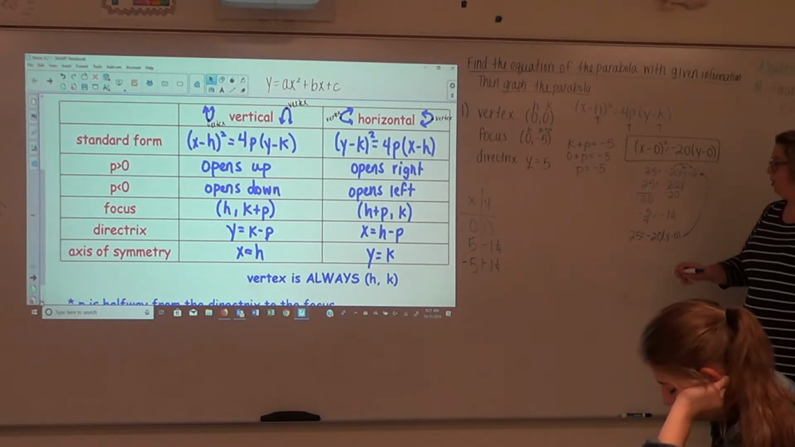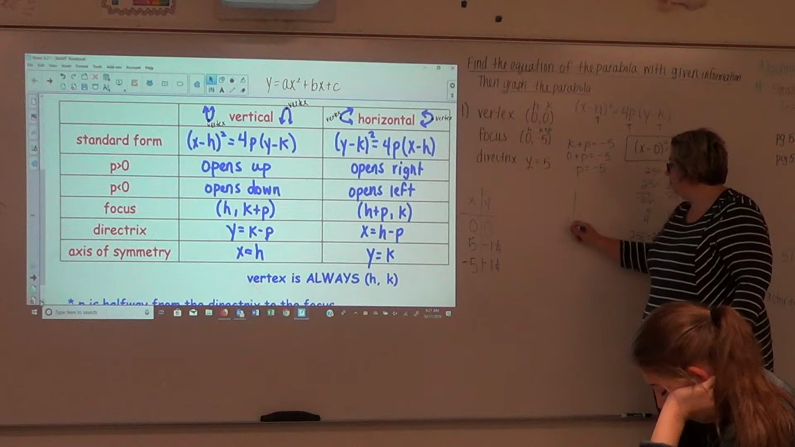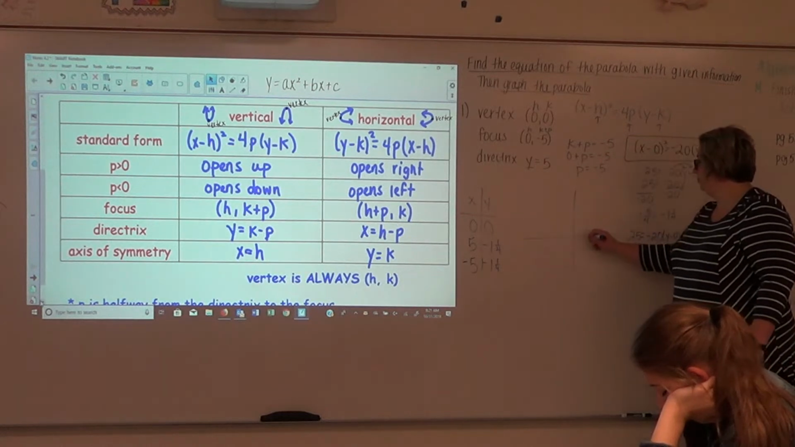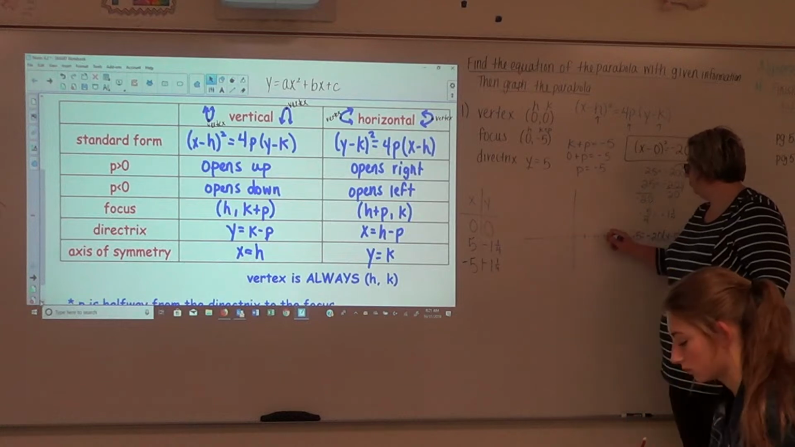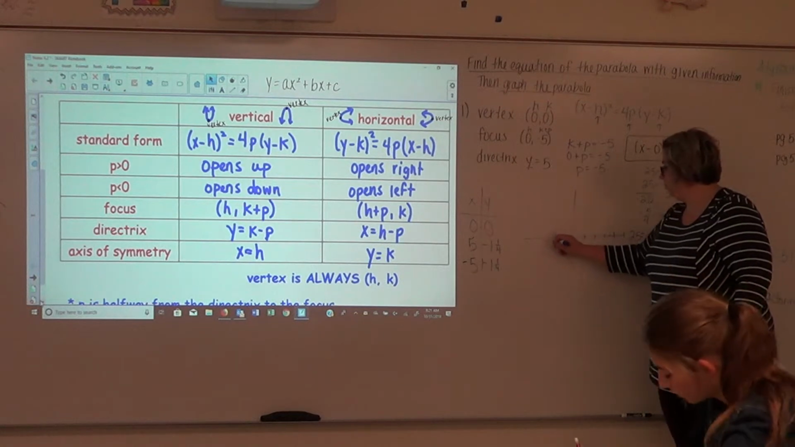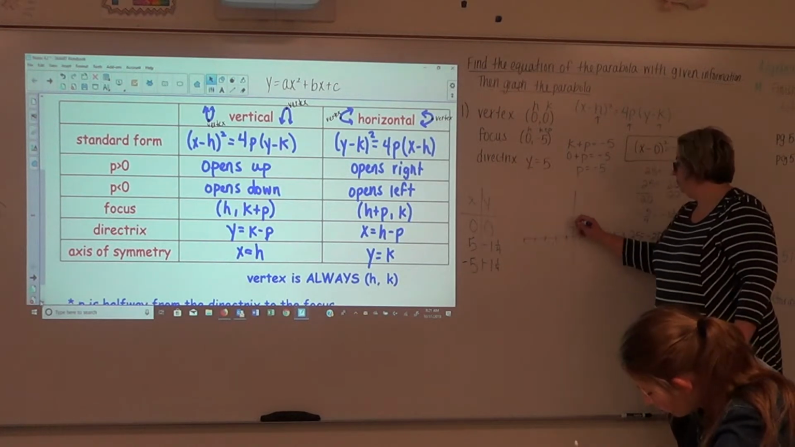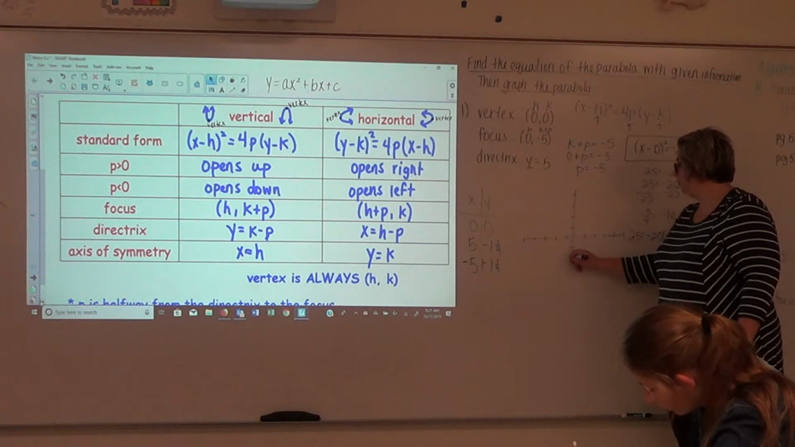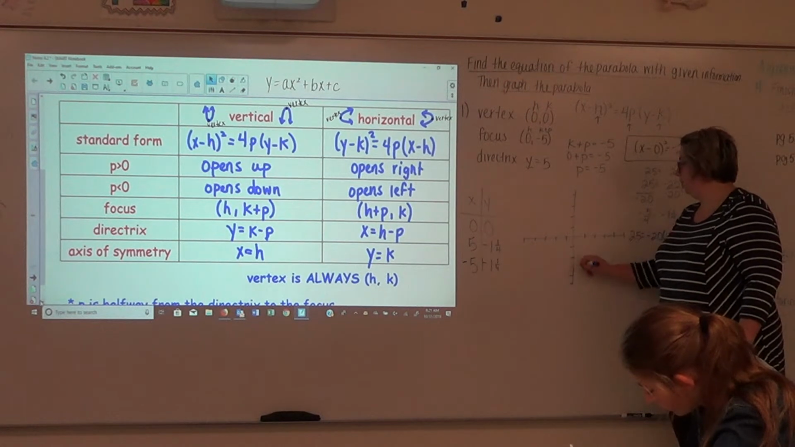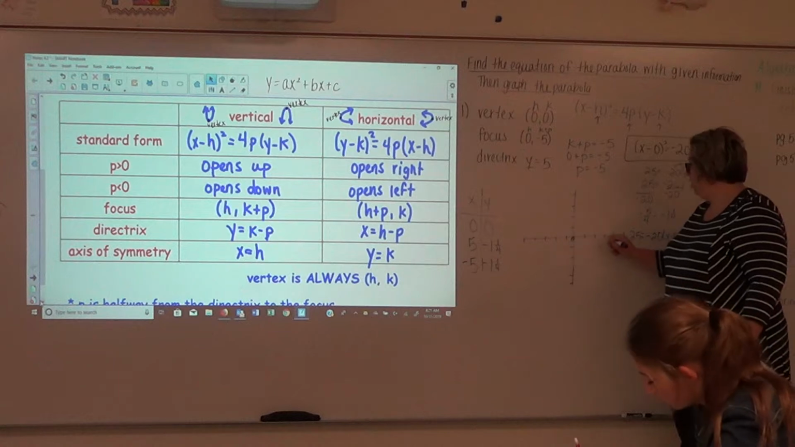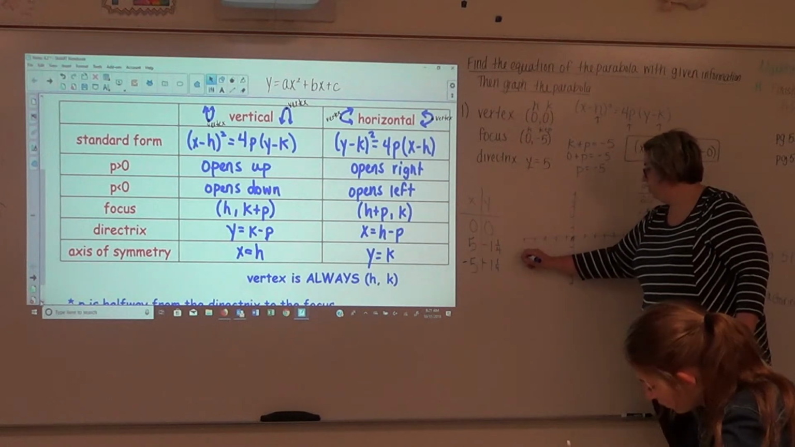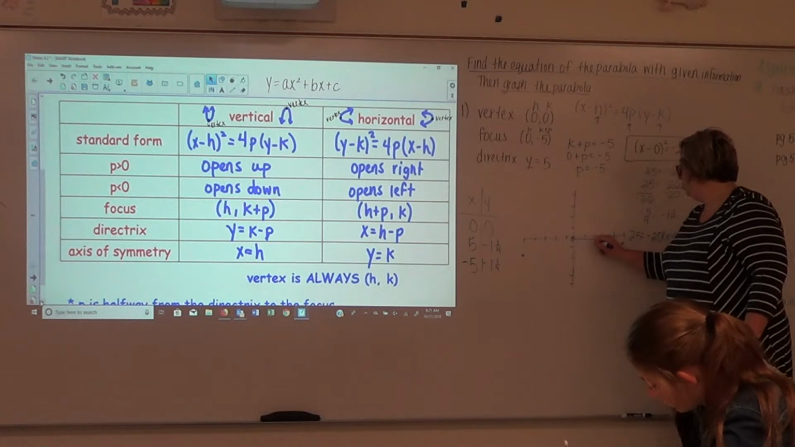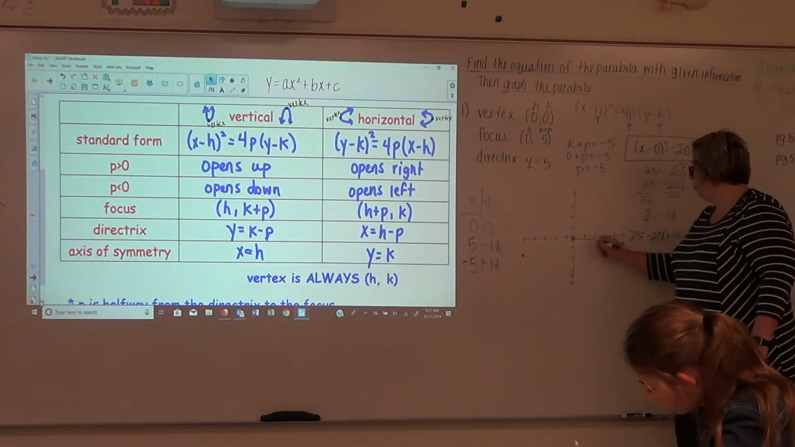Okay? So then when I graph, I have 0, 0, 5, -1 1/4, -5, -1 1/4. So my graph goes like this.